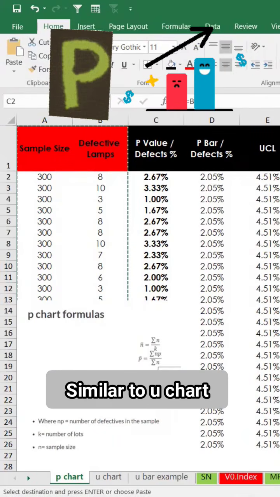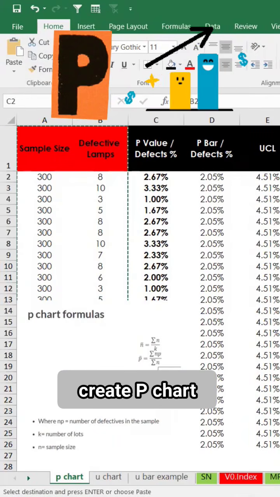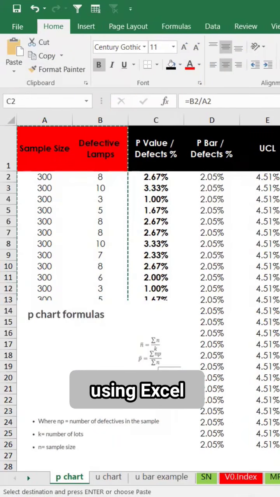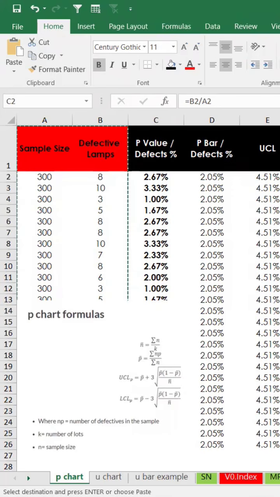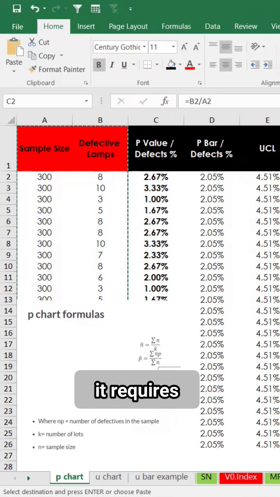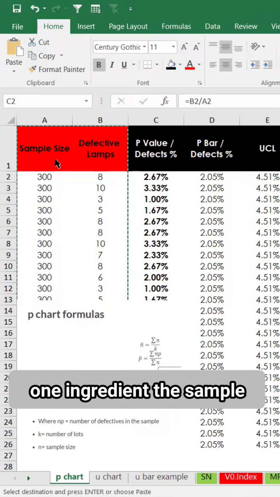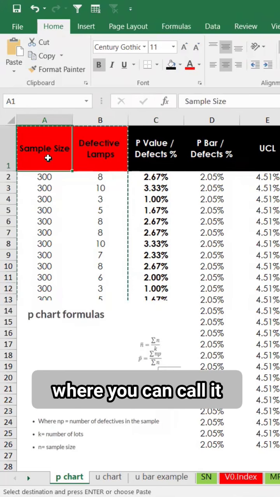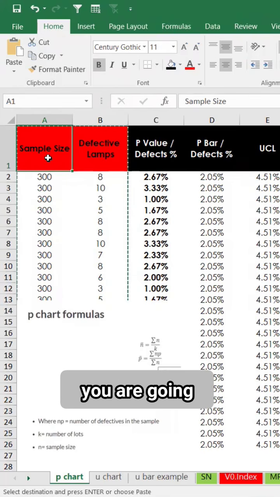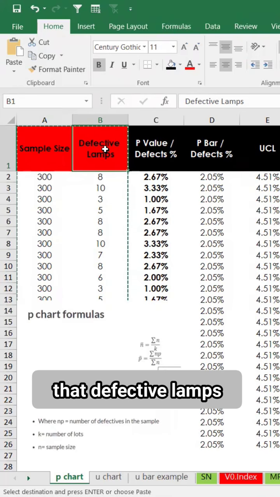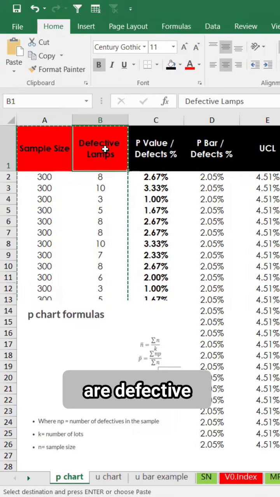Similar to the U chart, now we are going to create a P chart using Excel. P chart stands for proportion chart. It requires two ingredients. One ingredient is the sample, which you can call the volume, or how much sample you're going to take to test or determine. Another one is the defective lamps, or defectives.